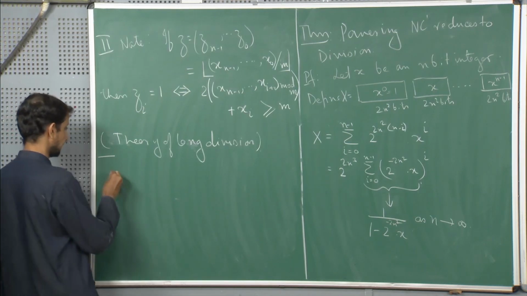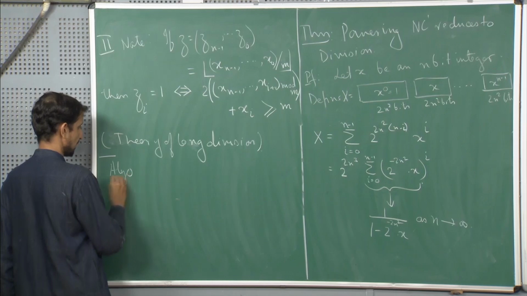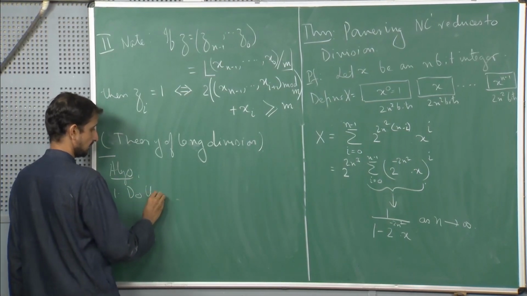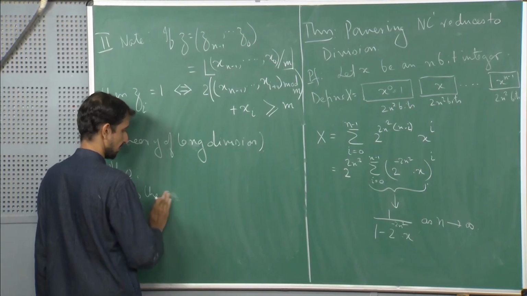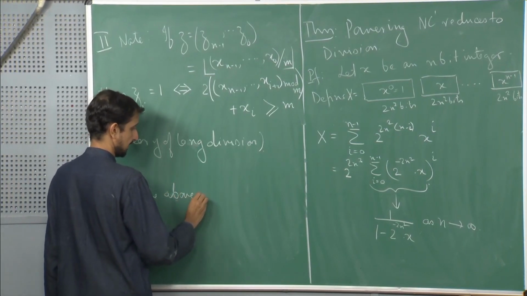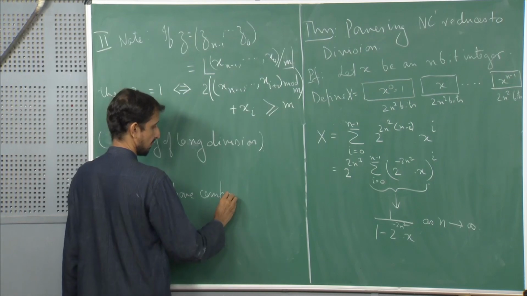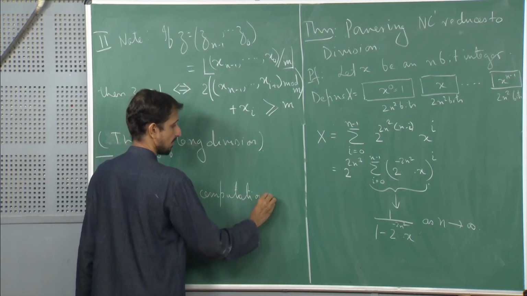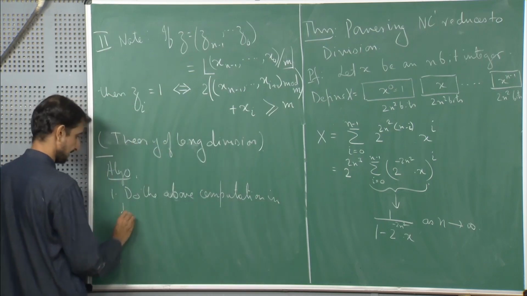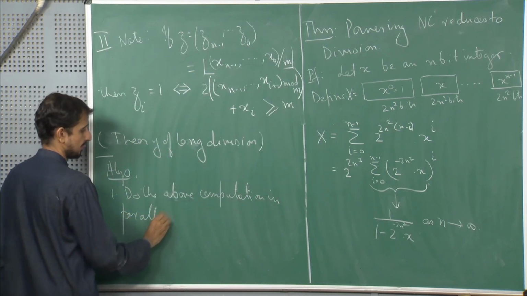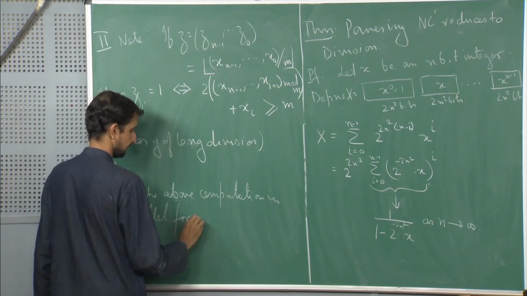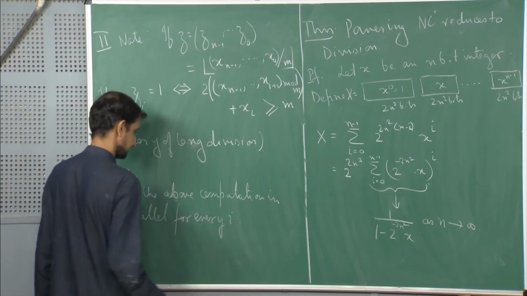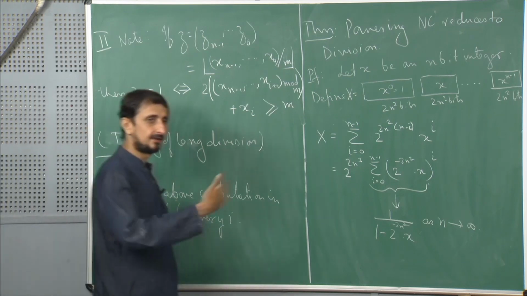So the algorithm is: do the above computation in parallel for every i. And that's it, and then you get the value of z_i.